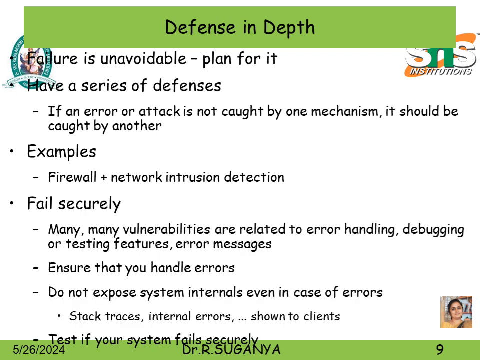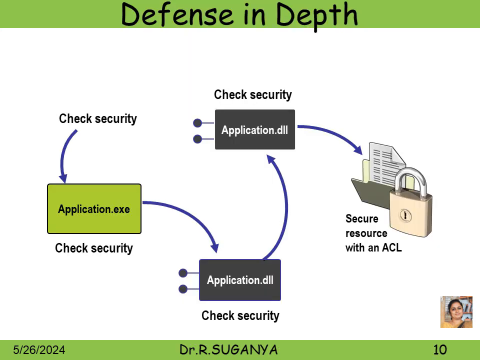Fail securely. Many vulnerabilities are related to error handling, debugging or testing features, and error messages. Ensure that you handle errors. Do not expose system internals even in case of errors, such as stack traces and internal errors shown to clients. Test if your system fails securely.